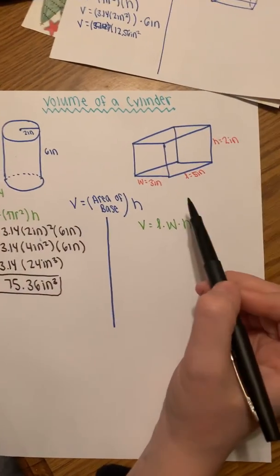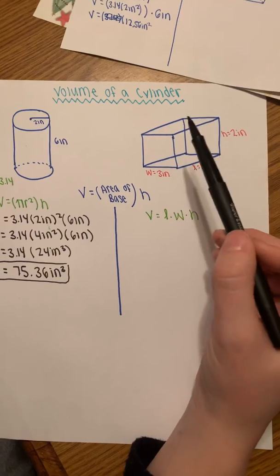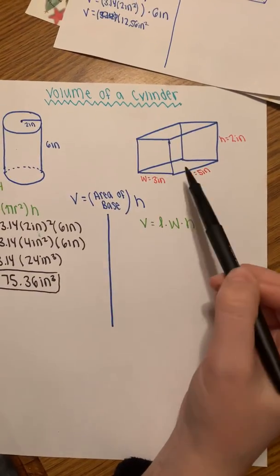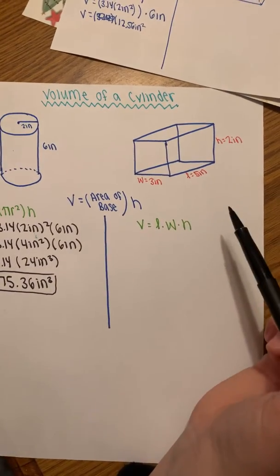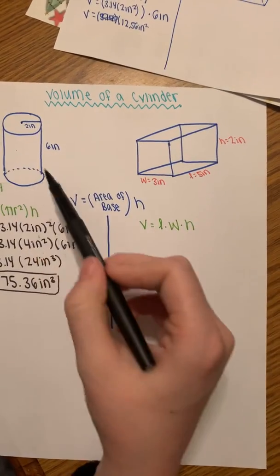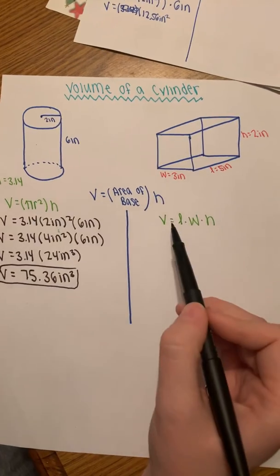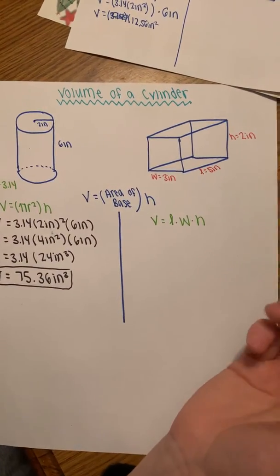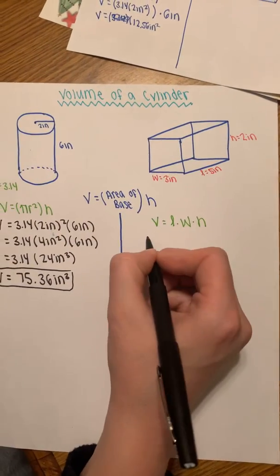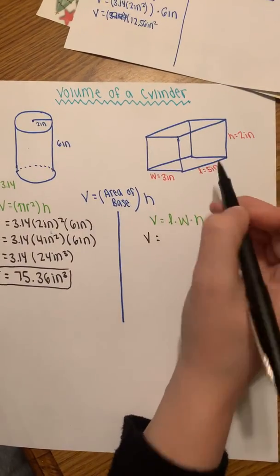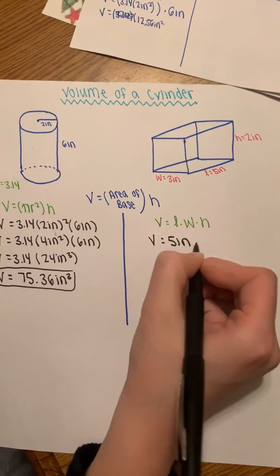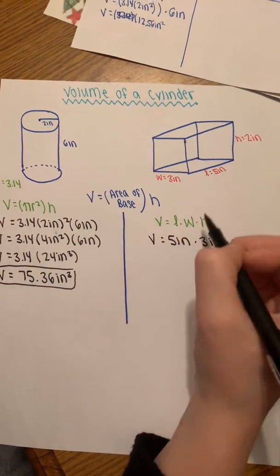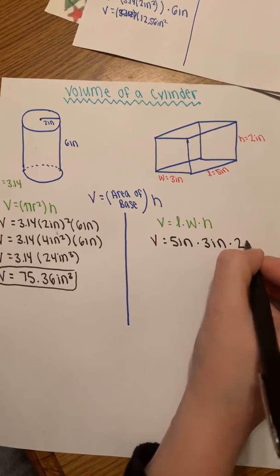Now if we look over here, to find the volume of a cylinder with a square base, we know that the area of a square is length times width. So similar to the one with a circular base, we just multiply volume equals length times width and add the height in, since we're finding the volume. So for this one, we have a volume equals the length, which is 5 inches, times the width, which is 3 inches, times the height, which is 2 inches.